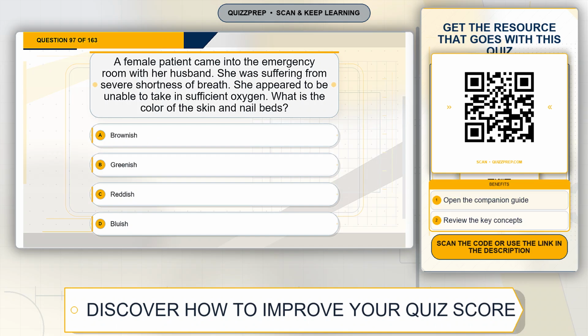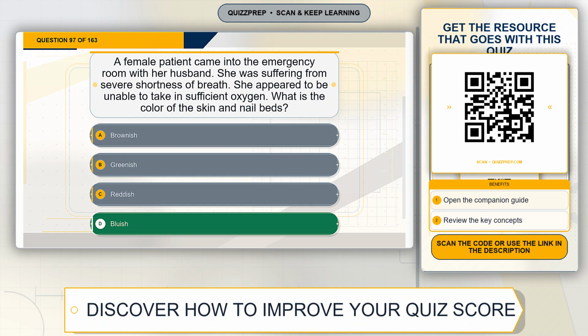Question 97. A female patient came into the emergency room with her husband. She was suffering from severe shortness of breath. She appeared to be unable to take in sufficient oxygen. What is the color of the skin and nail beds? Option A, brownish. Option B, greenish. Option C, reddish. Option D, bluish. The correct answer is option D, bluish.